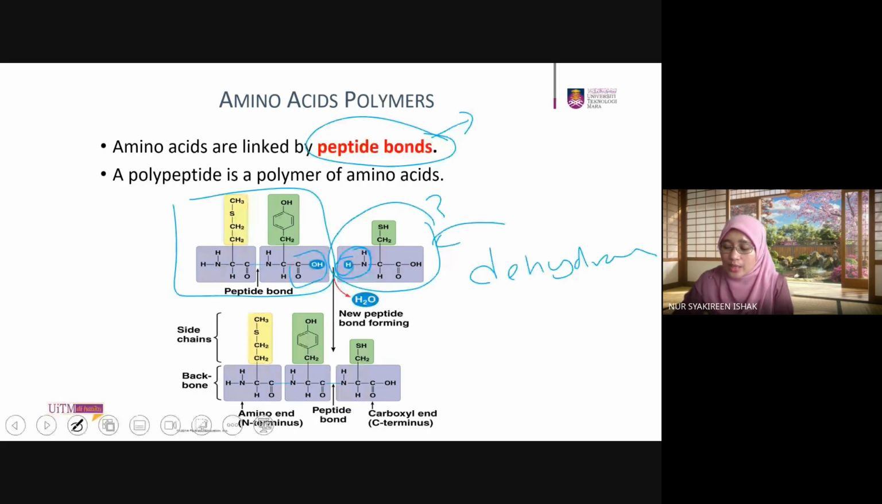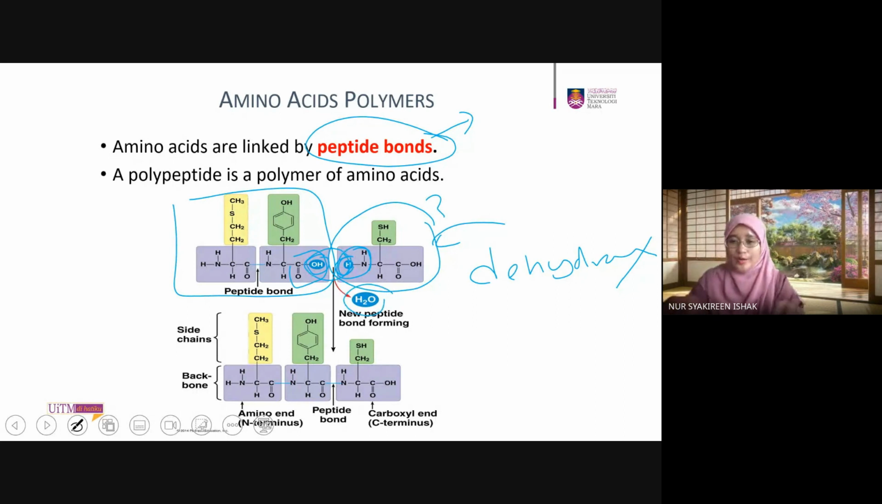Dehydration, or another term you can use is condensation, is where the reaction involves the formation of a bond and the release of a water molecule. OH will be removed from the carboxyl group, and hydrogen will be removed from the amino group. They both will be removed and form a water molecule.